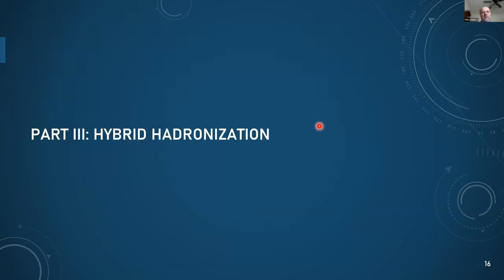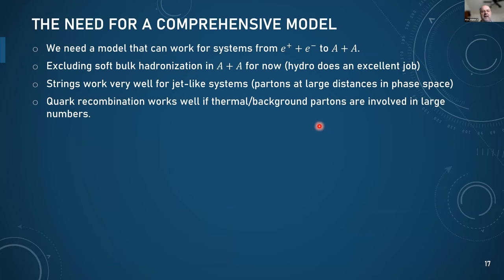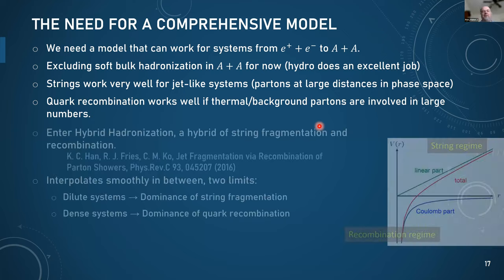So now I want to talk a little bit about hybrid hadronization, which is now a model in JETSCAPE. It has been developed over the last five to six years. The bottom line is that we know string fragmentation does an excellent job for dilute systems like e+e- or pp, but recombination also describes a lot of aspects of heavy ion collisions. We want a comprehensive model, so how about we combine them?